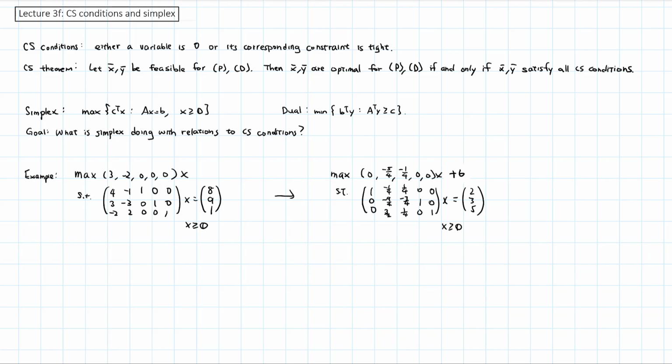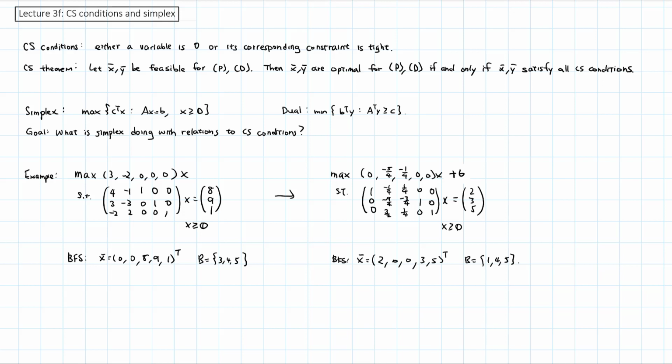We have a linear program in canonical form on the left. The basic feasible solution is 0, 0, 8, 9, 1 with basis 3, 4, 5. After one iteration of simplex, we get something on the right, which is an optimal canonical form. And the basic feasible solution here is 2, 0, 0, 3, 5 with basis 1, 4, 5. The main observation that will be useful for our discussion here is the placement of the zeros in the objective function and in the basic feasible solutions.